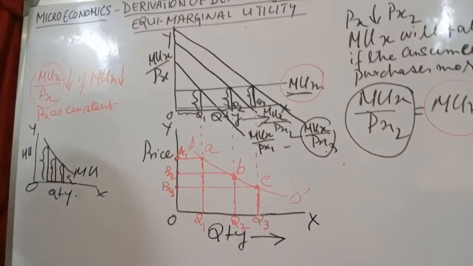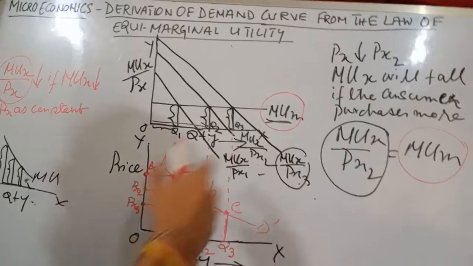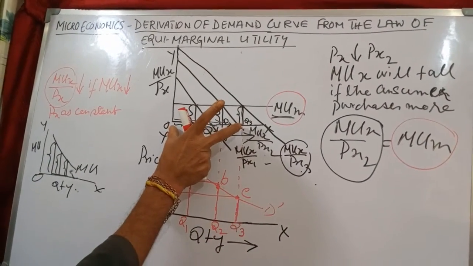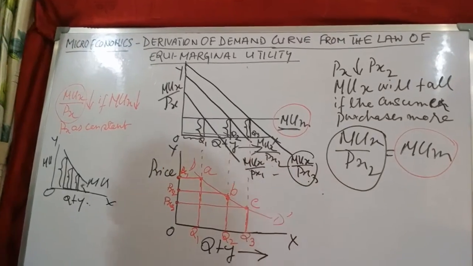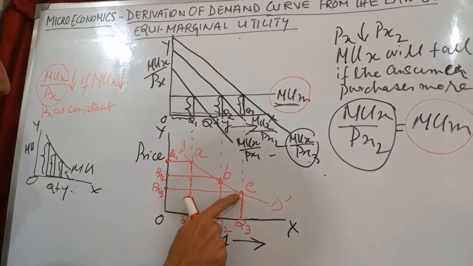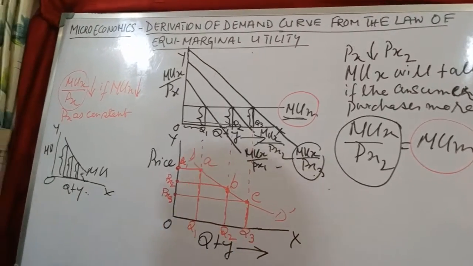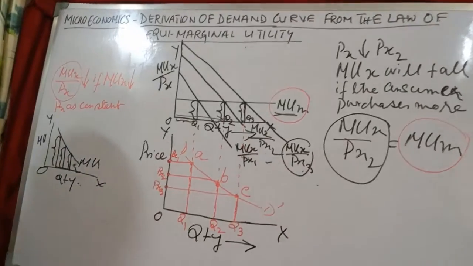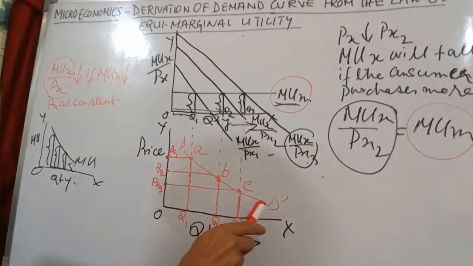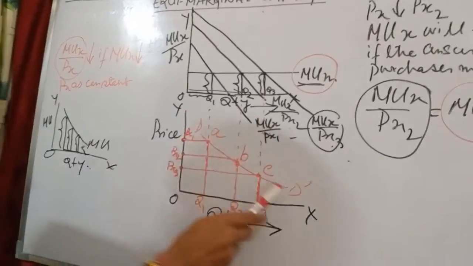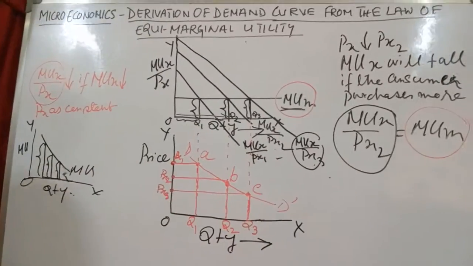And with further fall in price of X from Px2 to Px3, the consumer is consuming OQ3 units of the commodity. Again, we have plotted OQ3 and Px3, and we have got point C. Now the line joining these 3 points ABC is the demand curve as denoted by DD dash.